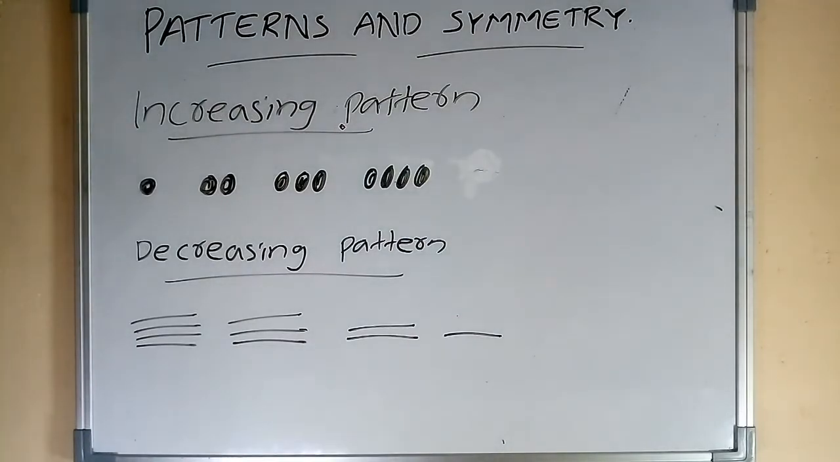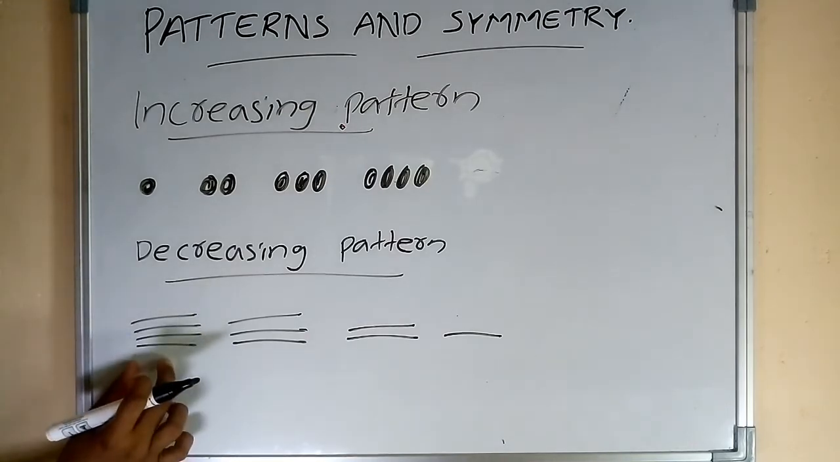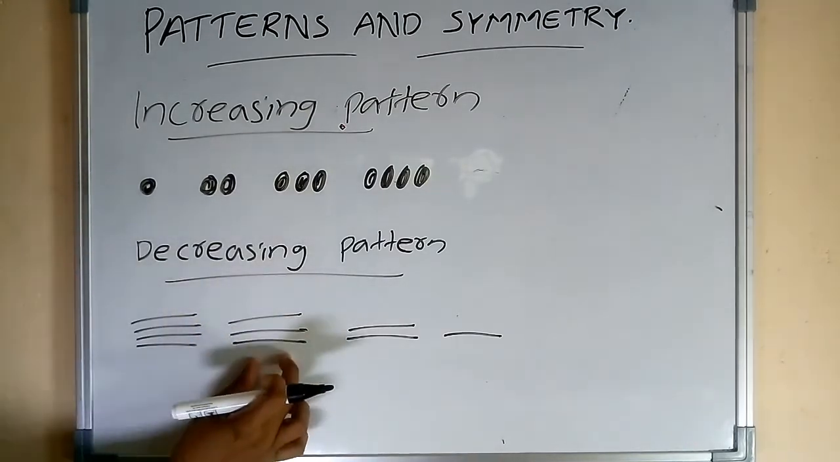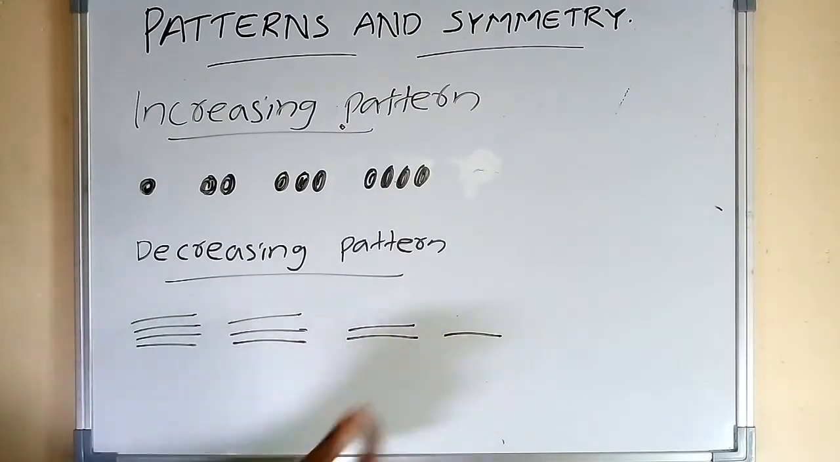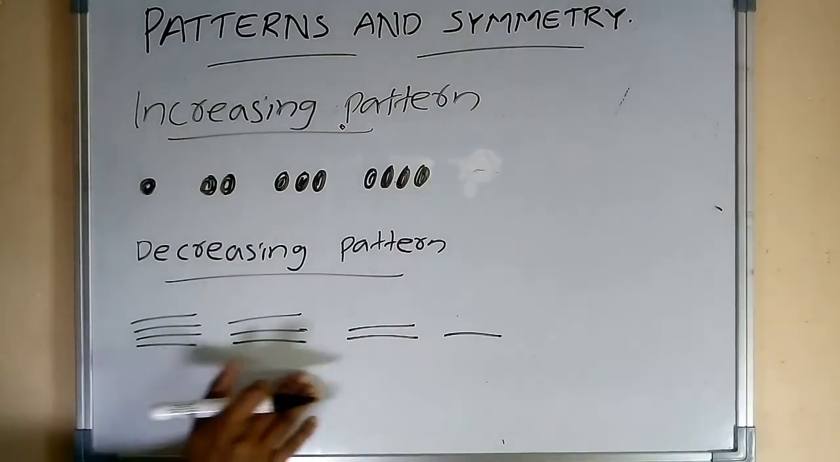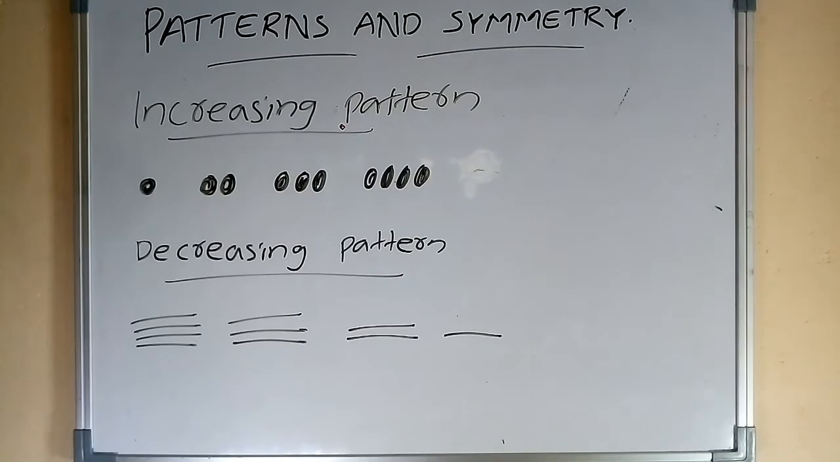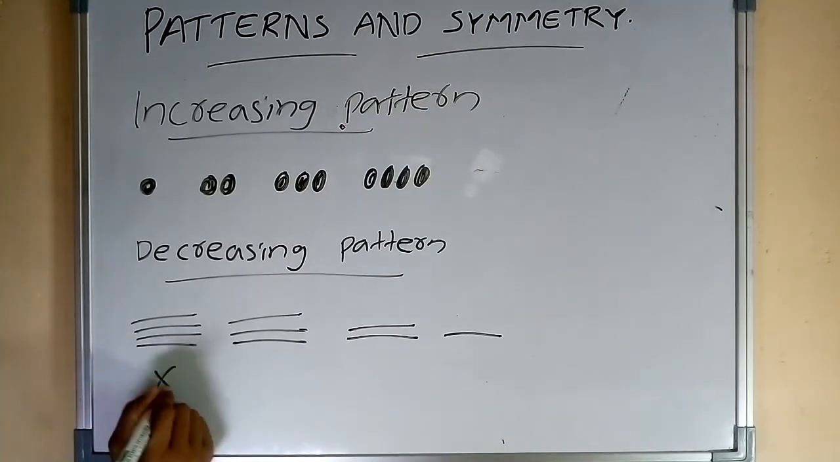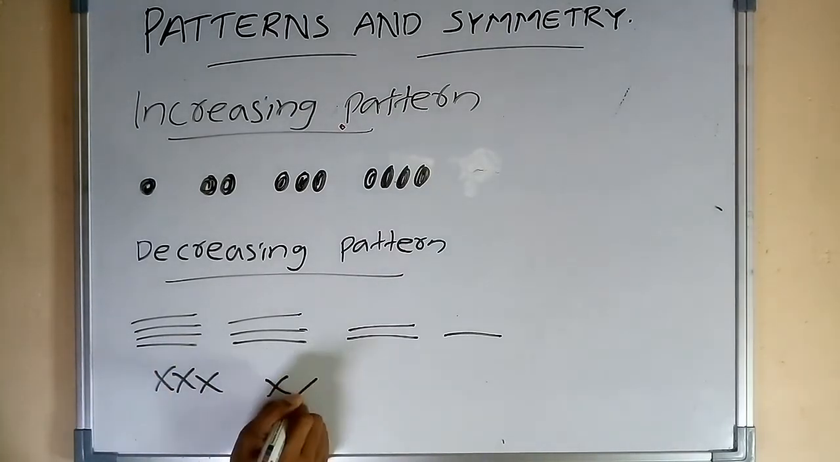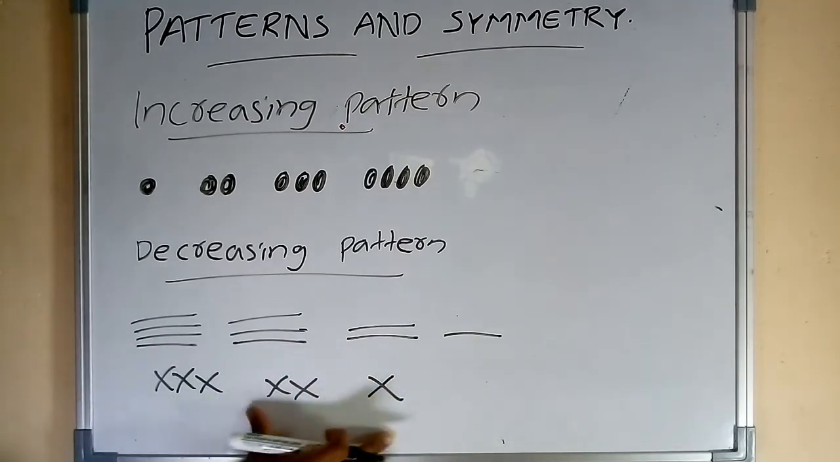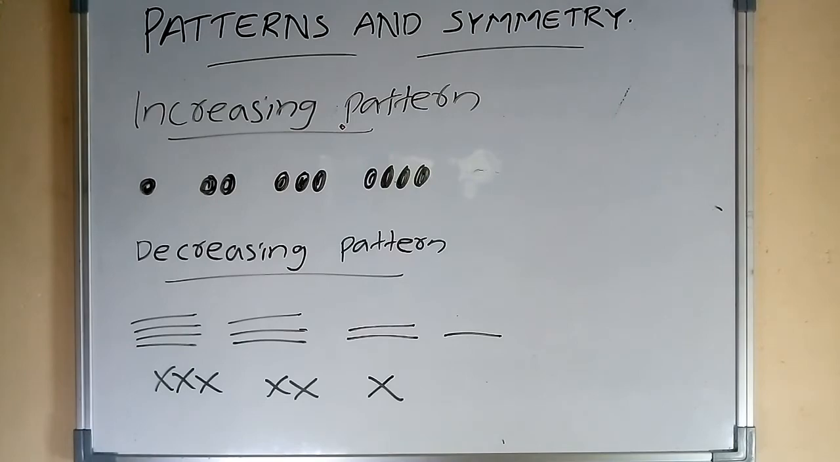Next is decreasing pattern. That is, the patterns are decreasing. Look at this example: 4 lines, next 3 lines, 2 lines, 1 line. That is, the pattern is decreasing. See one more example: 3 crosses, 2 crosses and 1 cross. It is also a decreasing pattern. That is, the pattern is decreasing in order.